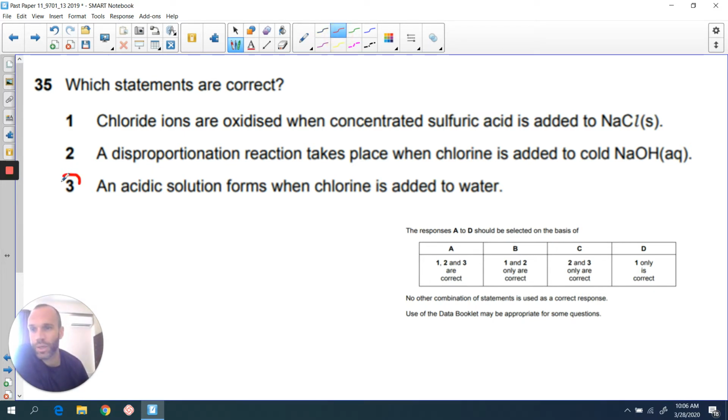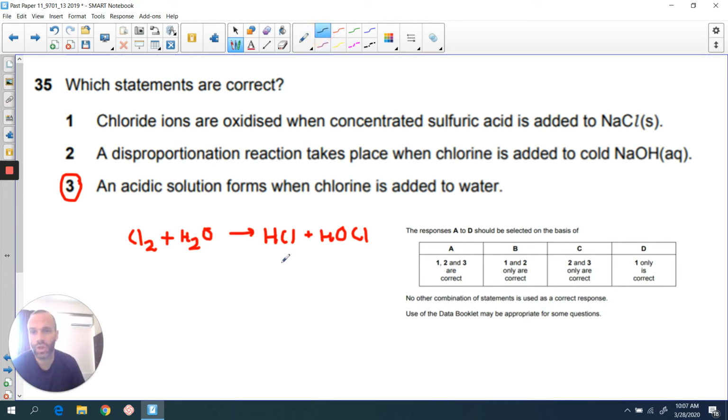This third one here, an acidic solution forms when chlorine is added to water. Now, most of us should know this. This is a reaction that is used to sterilize, basically. So a small amount of chlorine added to water will sterilize it. So we've got Cl2 plus H2O, and we're going to produce HCl, which you know is a common lab acid, and HOCl. You might see this written HClO as well, depending on which textbook you're looking at. So this is an equation you need to know, you need to learn.